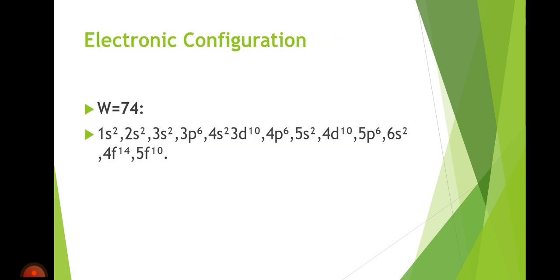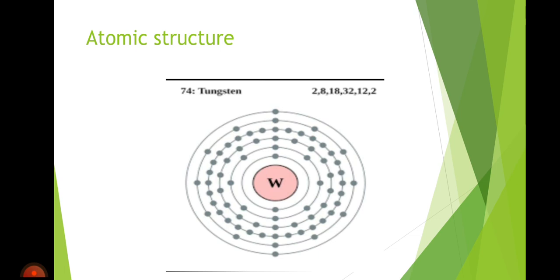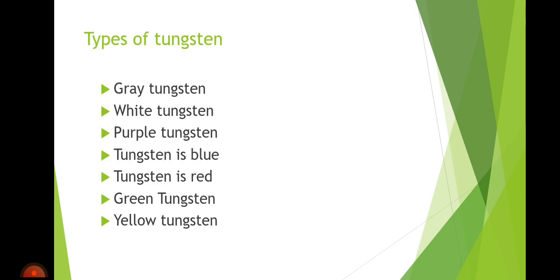Its electronic configuration is 1s2, 2s2, 2p6, 3s2, 3p6, 4s2, 3d10, 4p6, 5s2, 4d10, 5p6, 6s2, 4f14, 5d4, because its atomic number is 74. Here is some atomic structure of tungsten. Now we are going to discuss types of tungsten: gray tungsten, white tungsten, purple tungsten, blue tungsten, red tungsten, green tungsten and yellow tungsten.